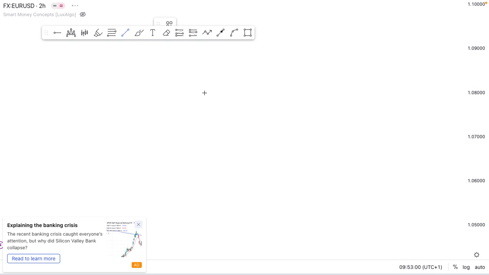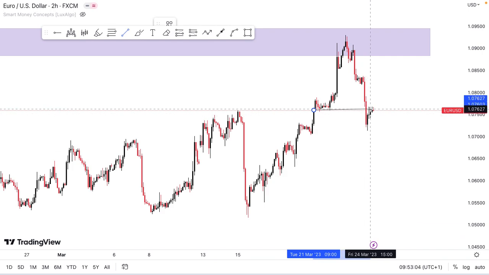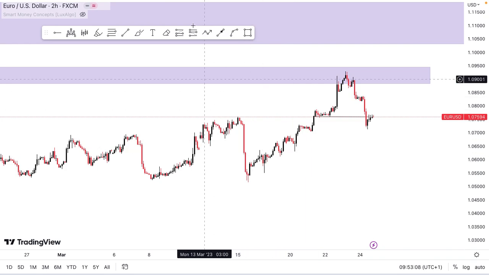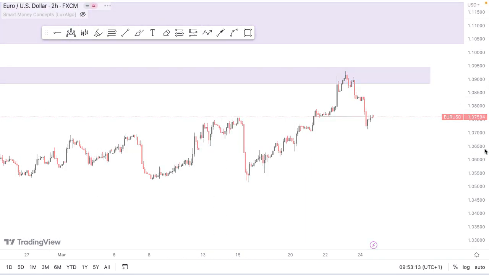I have a break in structure coming up. Break in structure here. So I can go to the 1 hour time frame. So price was pushed upside now. I have a break in structure.